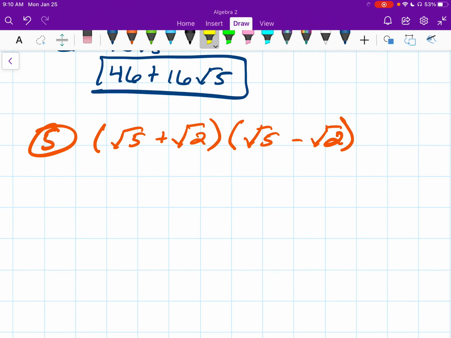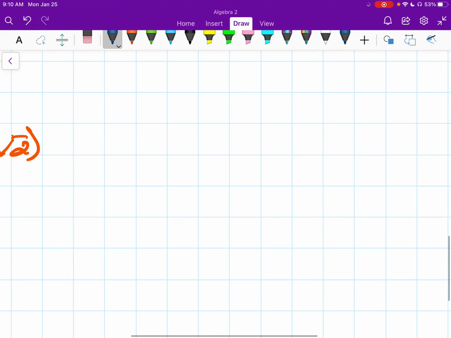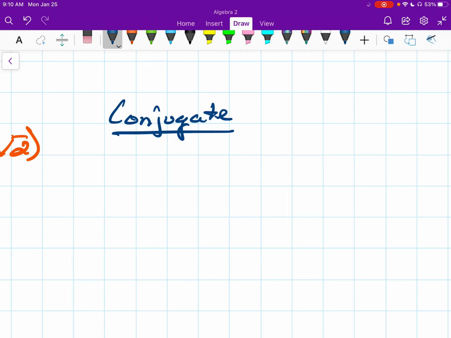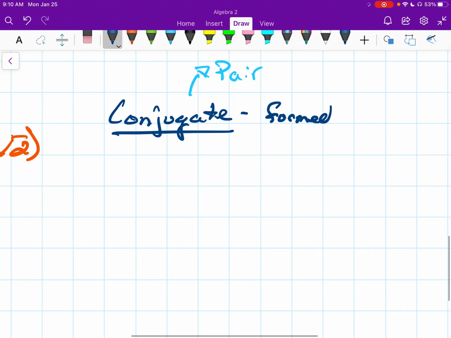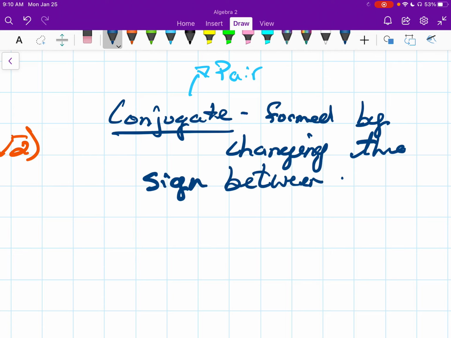Now, I don't know if this is a word that we know yet, but these are actually called conjugates, okay? And I just want to give you a quick little definition of a conjugate. A conjugate, normally we think of it as a pair of numbers, so a pair, right? A conjugate is formed by changing the sign between a binomial.